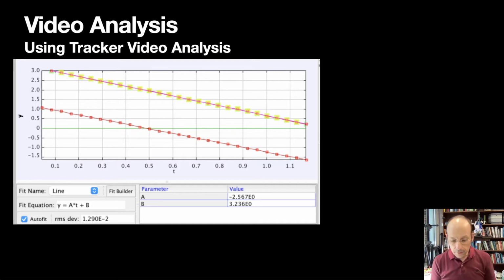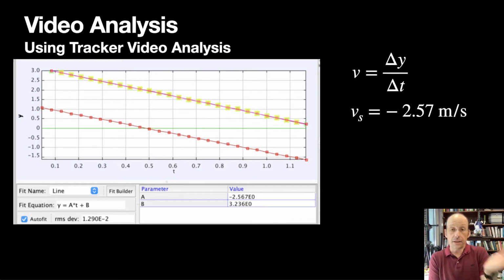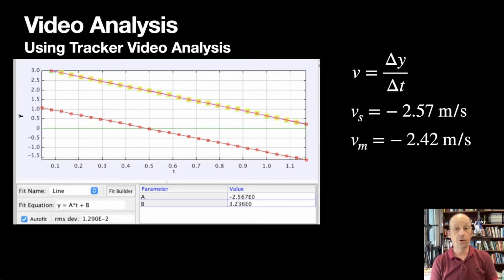Okay, but if we use the definition of the average velocity, which is the change in position over the change in time in the y direction, since this is plotting y versus time, then the slope of this line would be the velocity. So if I do that for Spider-Man, I get negative 2.57 meters per second. And if I do that for MJ, they look about the same slope, but they're not. Negative 2.42 meters per second. Now, those are fake seconds. Again, I don't know the time scale. I could probably figure it out, but I didn't bother with that.